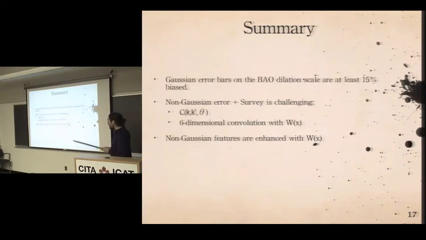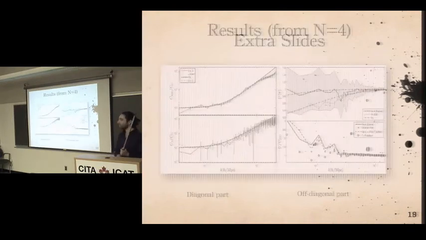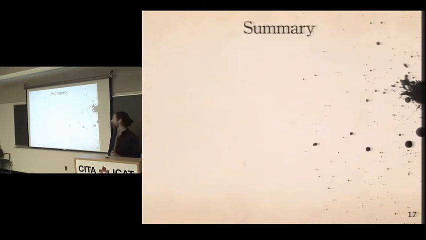The non-Gaussian features are enhanced when you do this convolution. But from only four realizations, we can recover the non-Gaussian features within 20% accuracy. Finally, a 30% precision on the non-Gaussian parameters could reduce the bias to like 1 or 2% level. That's it. Sorry, stop here.